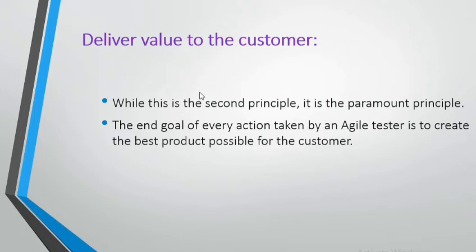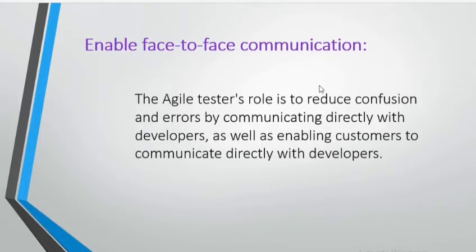Deliver value to the customer. While this is the second principle, it is a paramount principle. The end goal of every action taken by the agile tester is to create the best product possible for the customer. I already told we have to work for the best product or a successful product. So the next one is enable face-to-face communication.